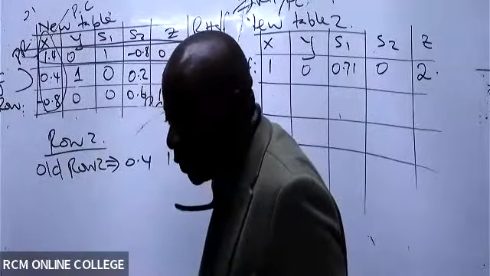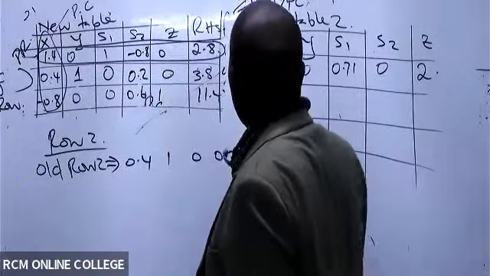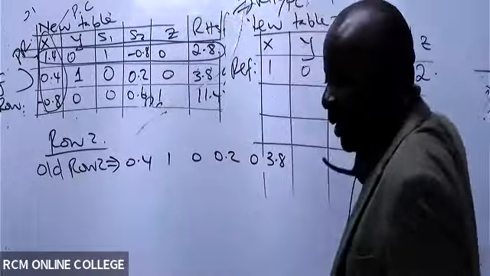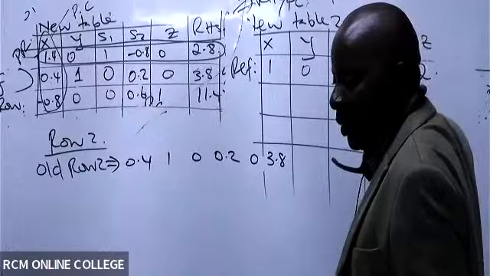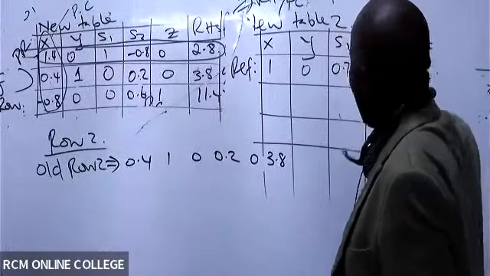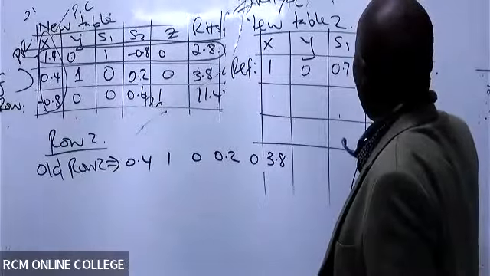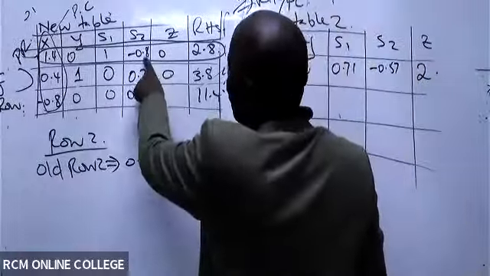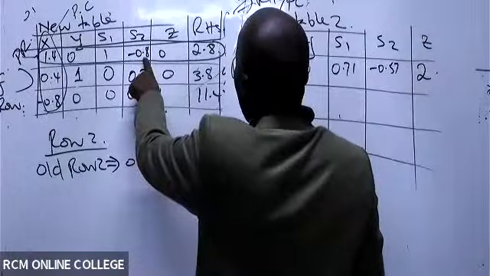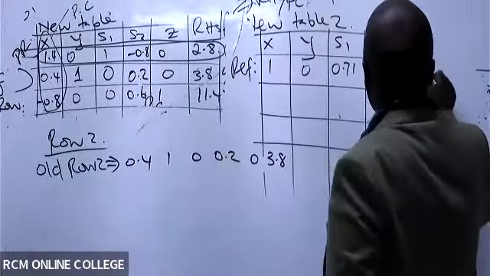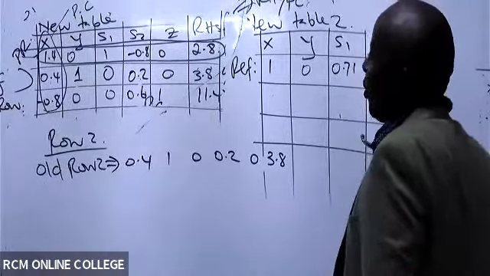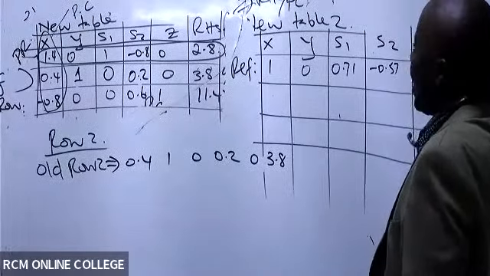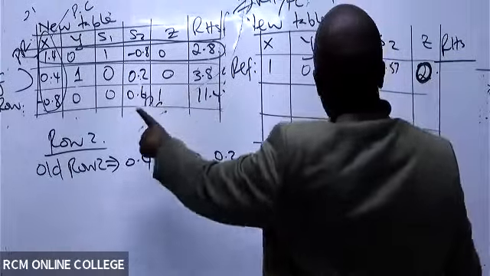S2 is supposed to be minus 0.57. Then that means that this figure is wrong. S2, and then Z will be 0. Z will be 0. And then we have here right-hand side. Right-hand side will be 2.8 divided by 1.4, which gives us 2.